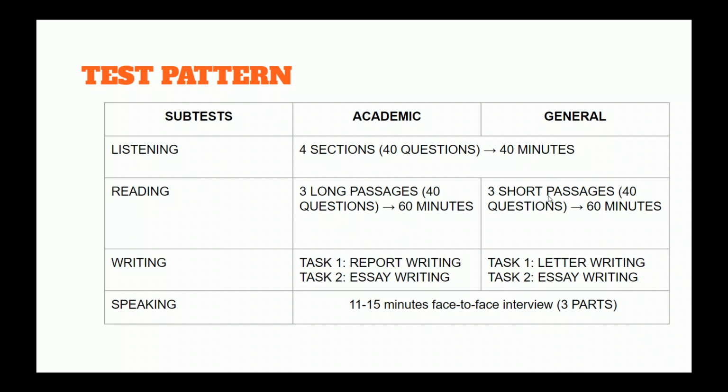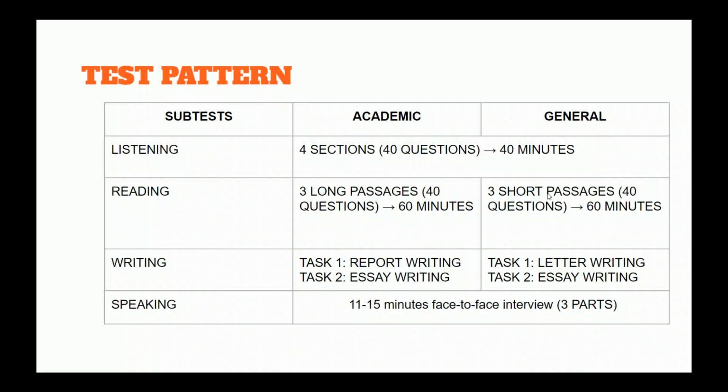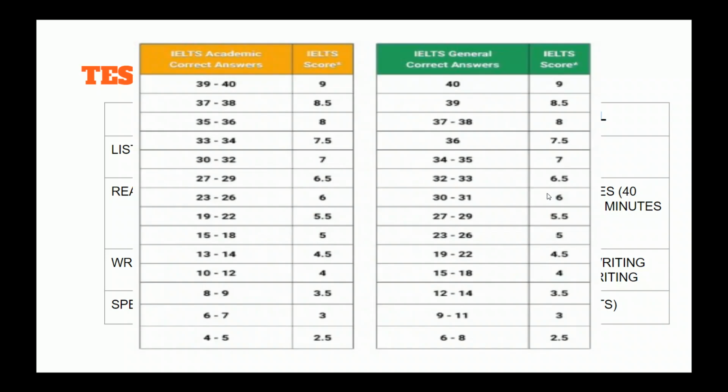Since the general training is a lot easier, the conversion of scores differs. This is, by the way, for the listening raw score. You can take a snippet of it. But I want to show you the differences in the reading raw score conversion. So as you can see, this is for the academic reading. If you get 39 to 40, you score 9.